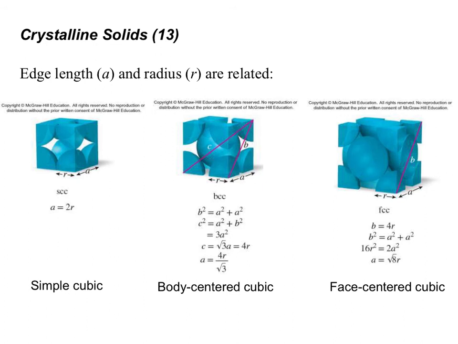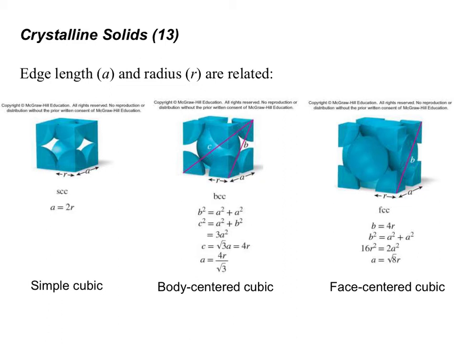What if we wanted to figure out the size of the unit cell? Well, the edge length of the unit cell, a, and the radius of the atoms involved in this packing, r, are related. So for a simple cubic unit cell, the edge length is equal to 2 times the radius. For a body-centered cubic, the edge length is equal to 4 times the radius divided by the square root of 3.